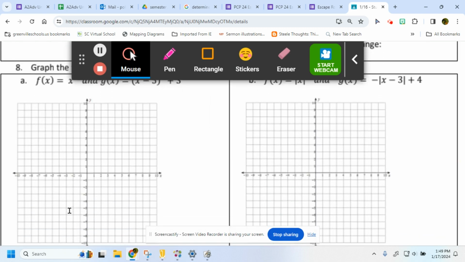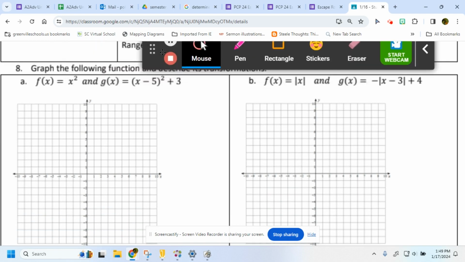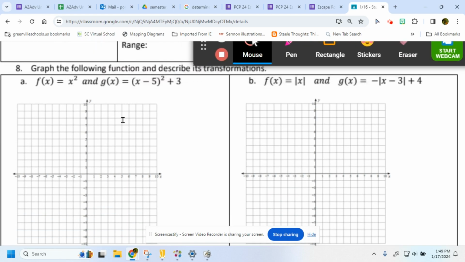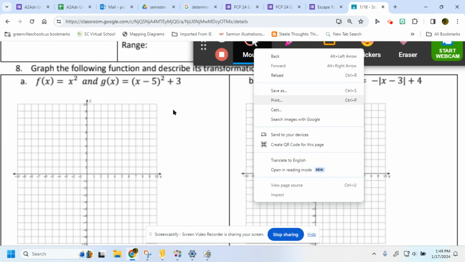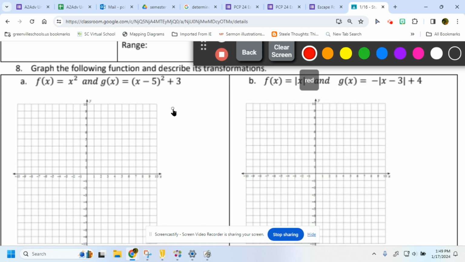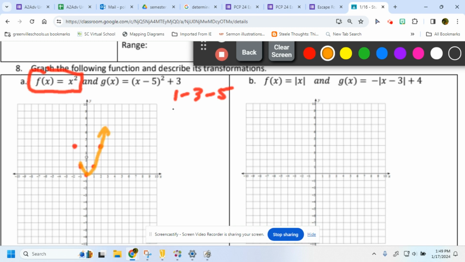Next, let's graph this one here. Now we're going to graph this and describe the transformation. Don't forget that one. All right. So for this one here, we are graphing a parabola because it's squared. A parabola starts at the origin. We use the pattern 1, 3, 5. Up 1 over, up 3 over, reflection, reflection. So this orange graph is my parabola.